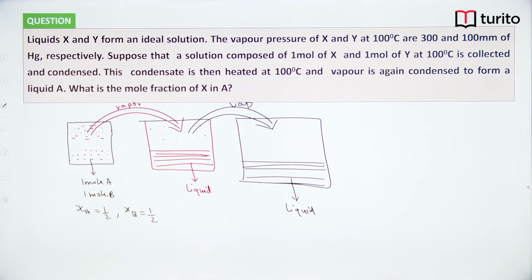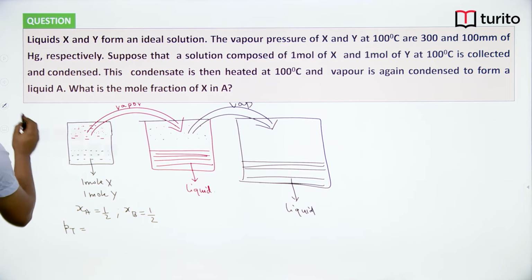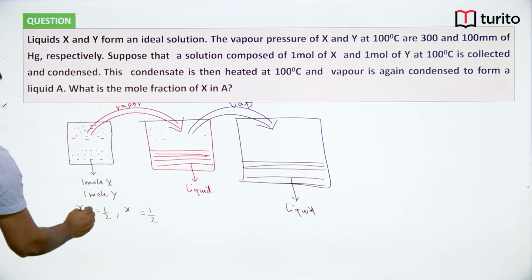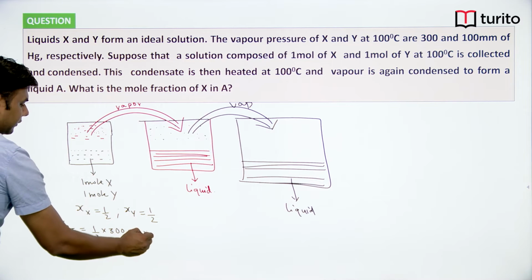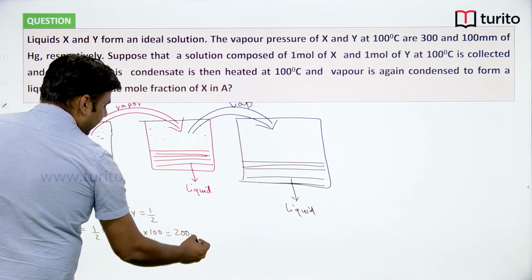Basically it is X and Y. So this is 1 mole of X and this is 1 mole of Y. So the mole fraction of X in this case would be half and the mole fraction of Y in this case would be half. So the total pressure developed over the solution would be half into 300 plus half into 100. So this is 200 mm.